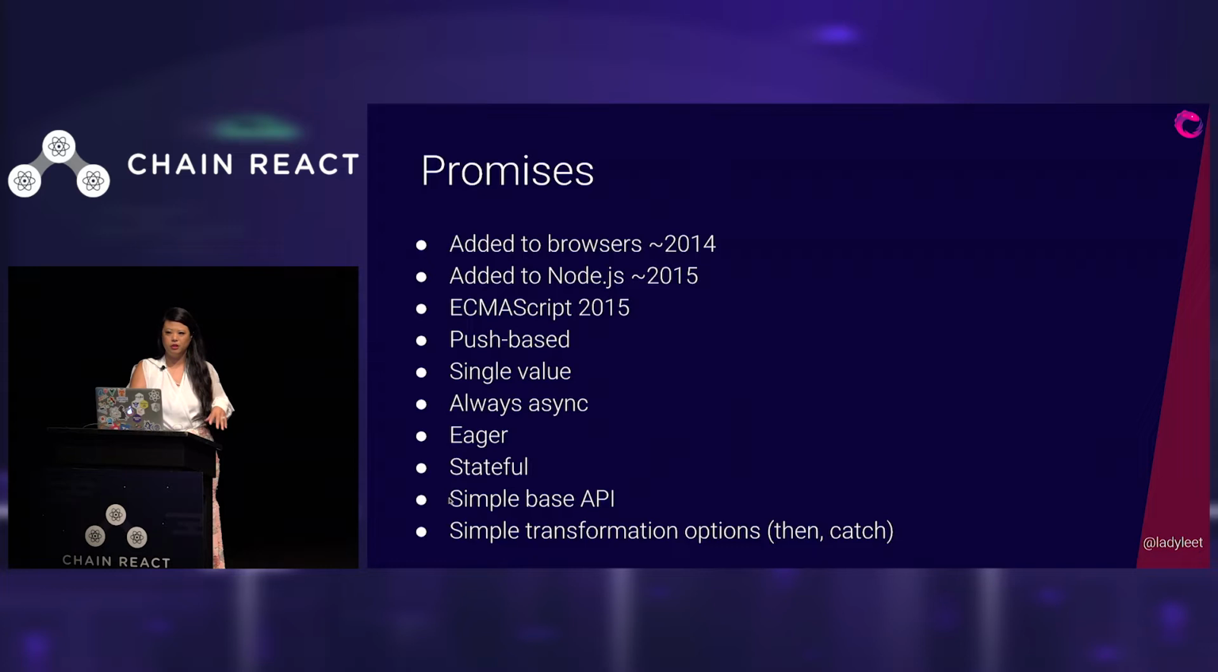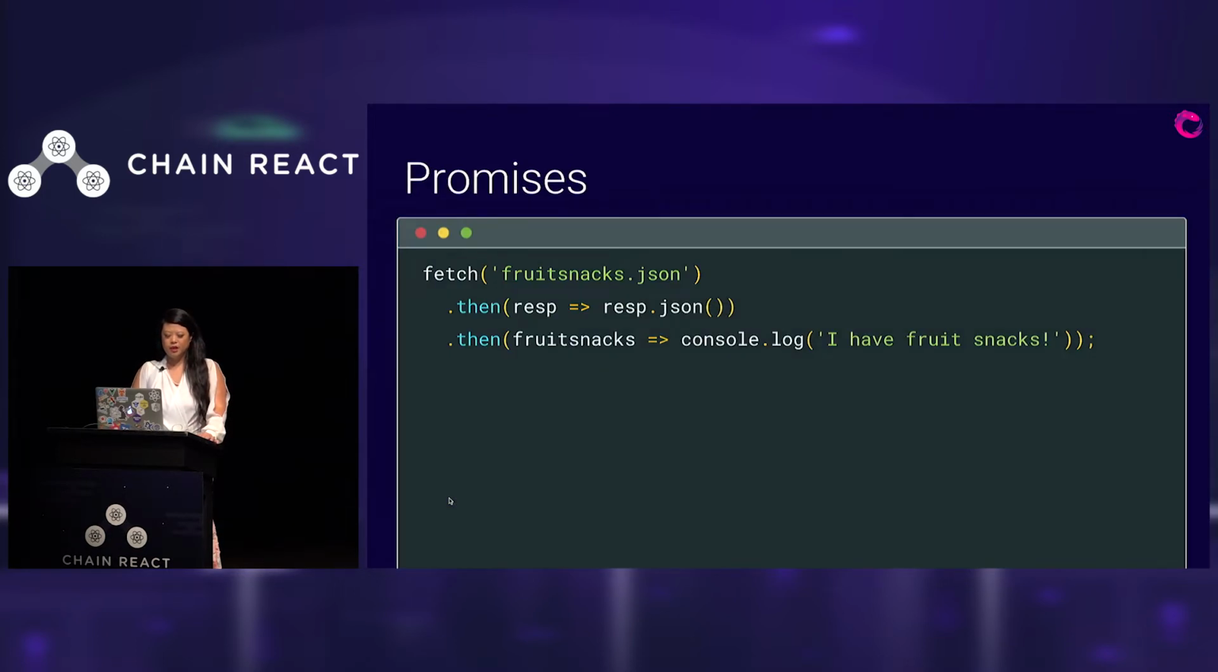They're push-based, single value, always async, eager, stateful. They have a simple base API and obviously simple transformation options like then and catch. If you look at this code right here, yay for a big screen. This is reactive because it allows you to process a value asynchronously and in steps through then blocks, right? I'm just using the fetch API here, and then I'm chaining to fetch a JSON file, and then I'm chaining together promises to parse a JSON file into a JavaScript object, and then console logging to signal that I've completed the parsing and I have fruit snacks.